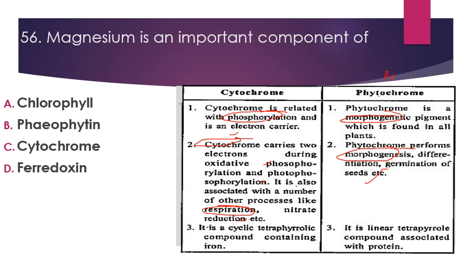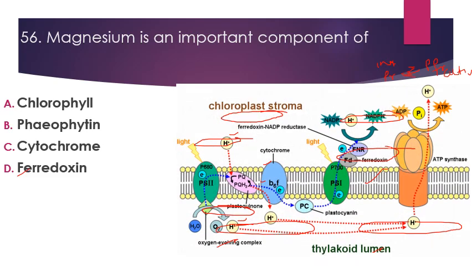while phytochrome performs morphogenesis, differentiation and seed germination. And this is the only biological pigment which exists in two forms, that is PR form and PFR form. This PFR form is the active form of this pigment, while PR is an inactive form. If we talk about its chemical constitution, the cytochrome is a cyclic tetrapyrrolic compound containing iron, while this phytochrome is a linear tetrapyrrole compound associated with protein.